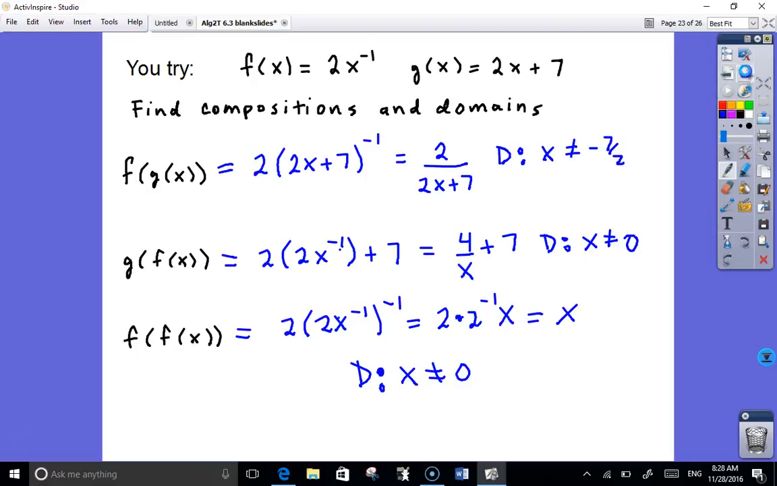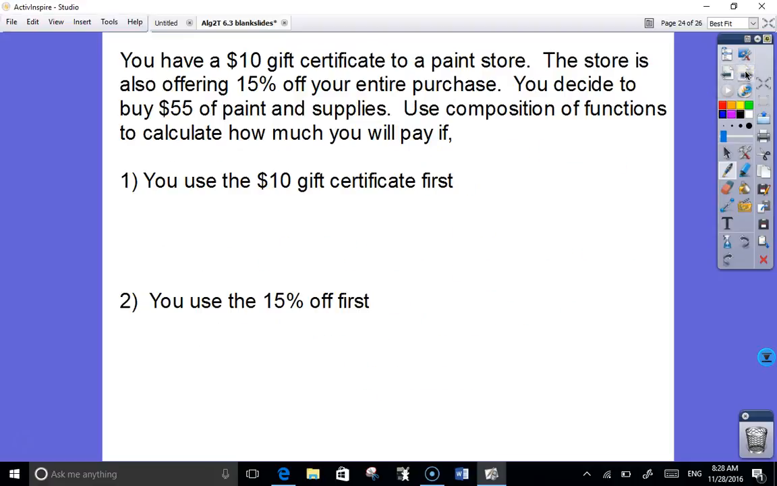So one last slide. So you have a $10 gift certificate to a paint store. The store is also offering 15% off your entire purchase. You decide to buy $55 of paint and supplies. Use the composition of functions to calculate how much you will pay if you use the $10 gift certificate first or you use the 15% off first, right?